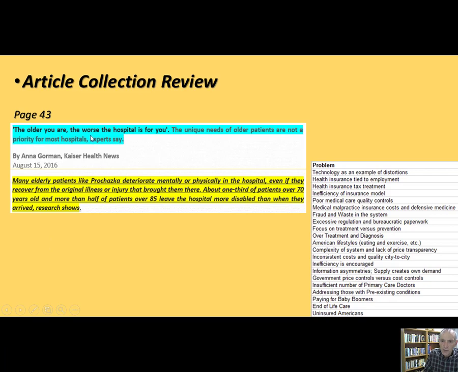The older you are, the worse the hospital is for you. Many elderly patients deteriorate mentally and physically when they're in a hospital, even if they recover from the original illness. About 1/3 of patients over 70 years old and more than half of patients over 85 leave the hospital more disabled than when they arrived. So here we'll talk about poor medical care, but also talking about end-of-life care.